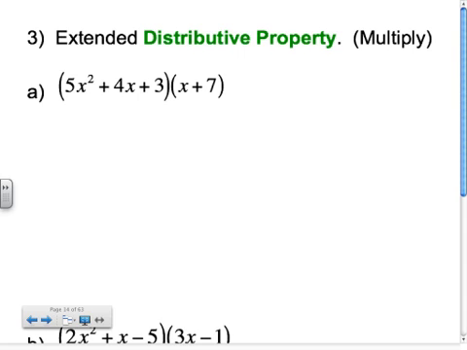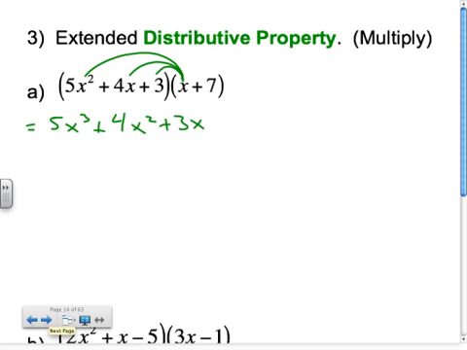Okay. The second type of examples here are extended distributive property type problems. So in other words, I'm going to take this x to every single guy inside first. Okay. So I take that x to everything inside. X and 5x squared makes 5x cubed. X and 4x makes 4x squared. X and 3 makes positive 3x.